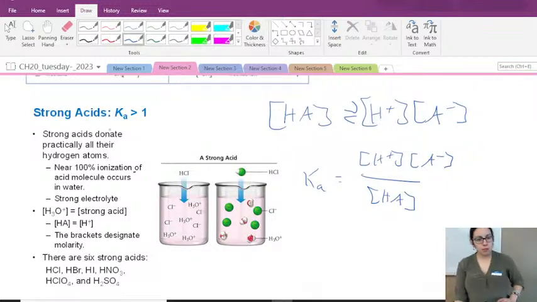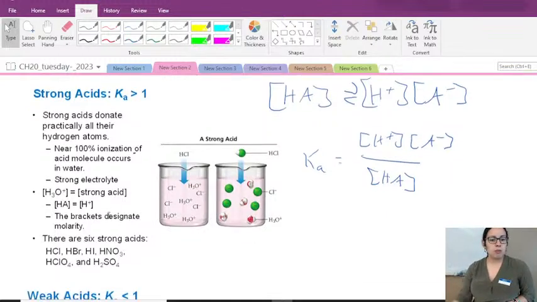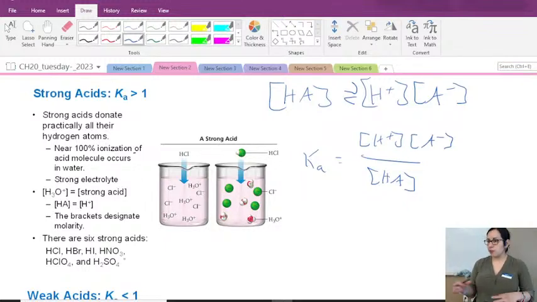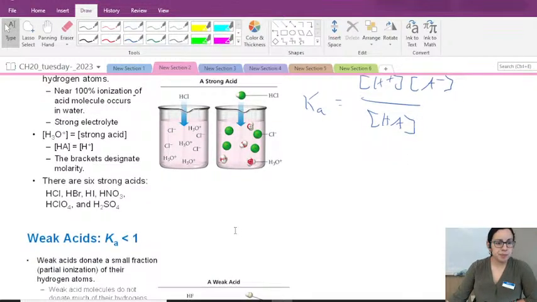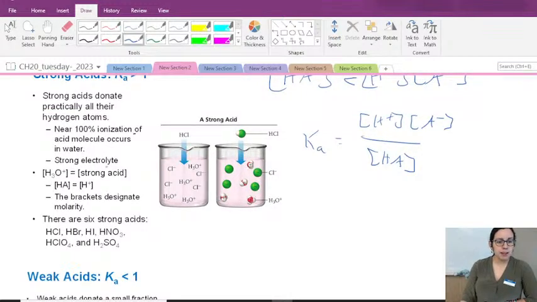Now, putting this all in context, we're just saying the same thing. For a strong acid, the Ka is greater than 1, meaning all these products are going to be much greater, meaning they're fully dissociated, just like we've been saying with HCl and our other strong acids. That should hopefully tie back into the equilibrium chapter we've just been talking about. And just like before, our brackets all designate molarity.